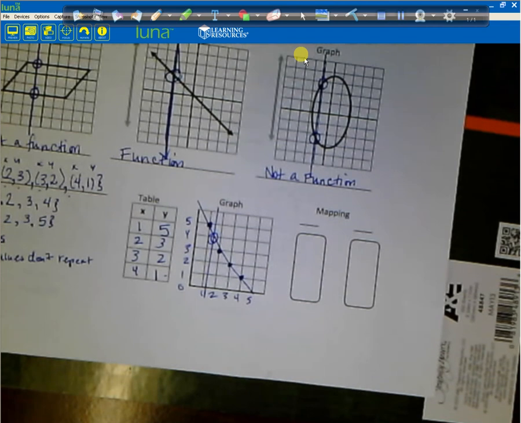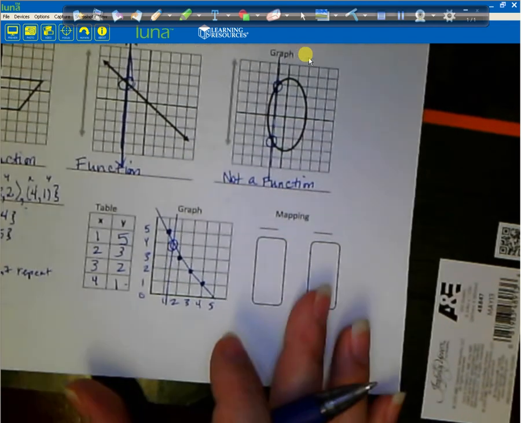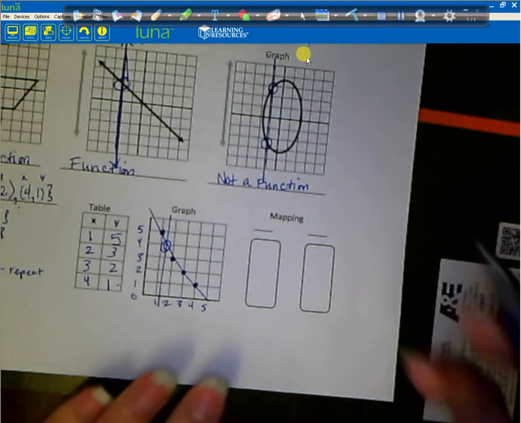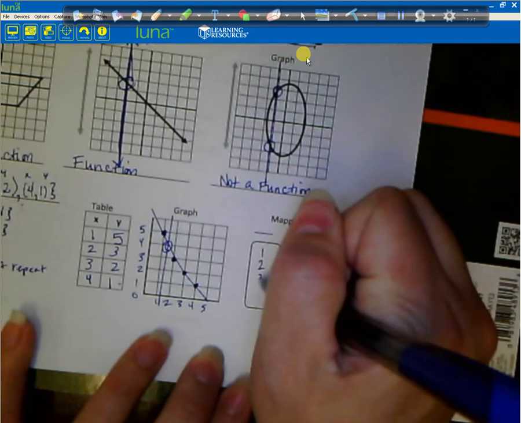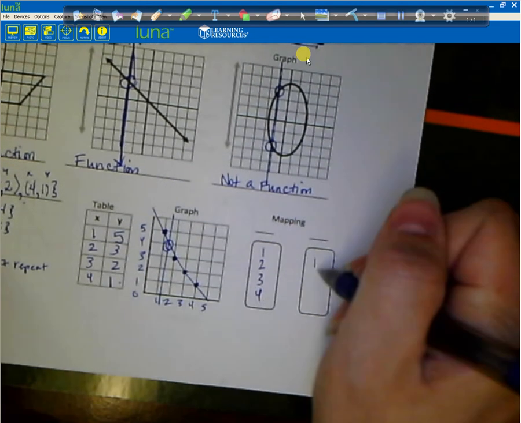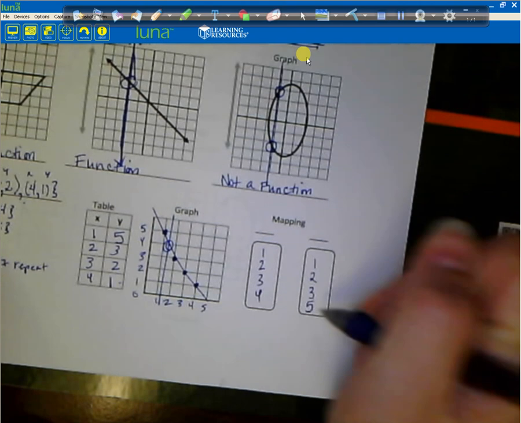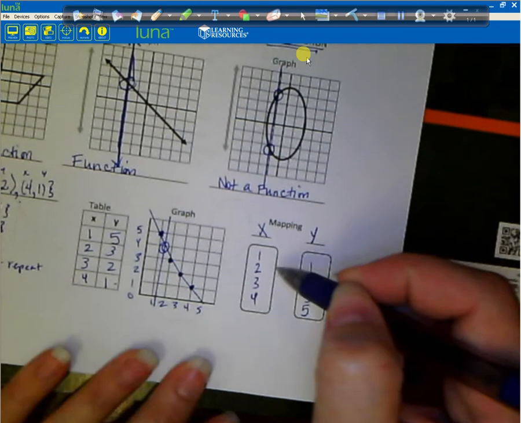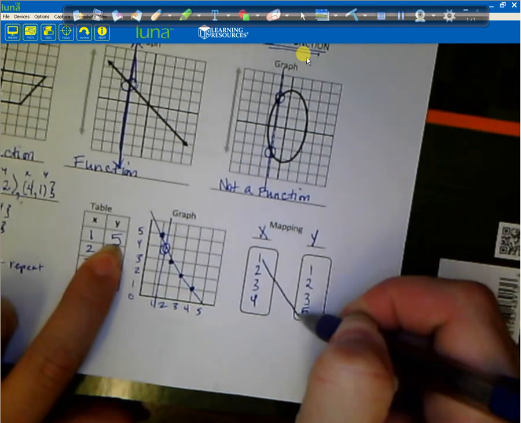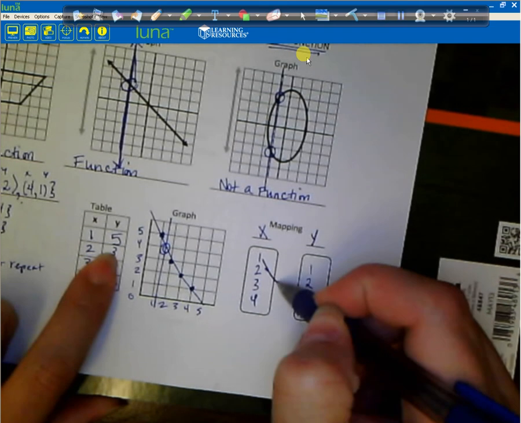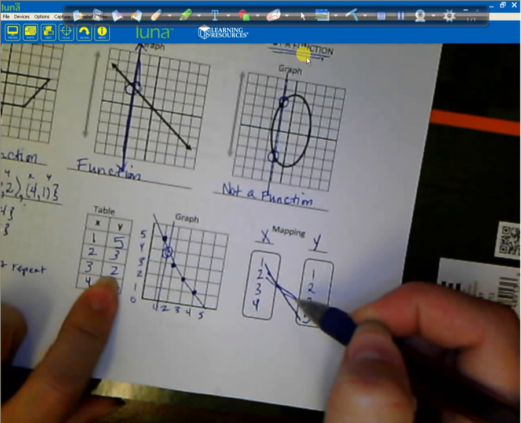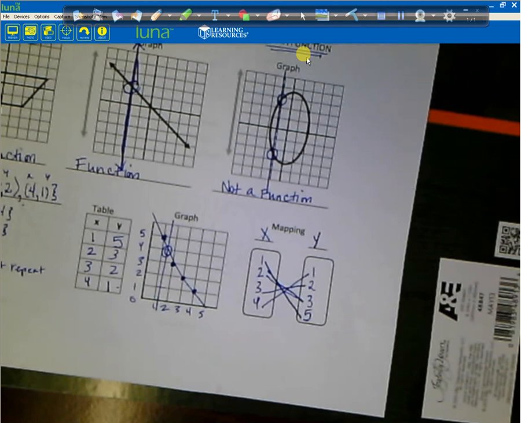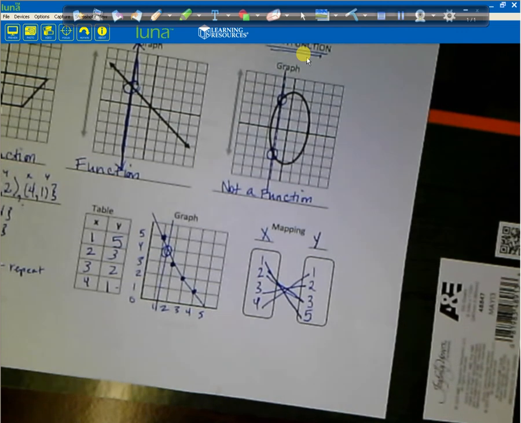All right. Now let's look at our mapping. In my mapping, I'm going to list both my x's and my y's from least to greatest. 1, 2, 3, 4. 1, 2, 3, 5. And now, label your x and your y. I'm going to connect my ordered pairs. So 1 and 5 go together. 2 and 3 go together. 3 and 2 go together, and 4 and 1 go together. So you're going to draw a line to connect each of your ordered pairs. That is mapping.